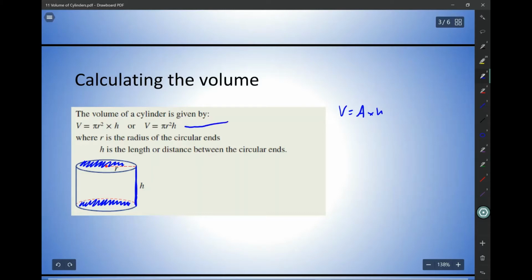You'll notice these formulas here are a bit different to what I've written. That's because they've just already substituted in the area of a circle, pi r squared. So the version of the volume formula that you're always going to use for a cylinder is this, pi r squared h. That is the area of the circle at the top and bottom of the cylinder times by the distance in between them.